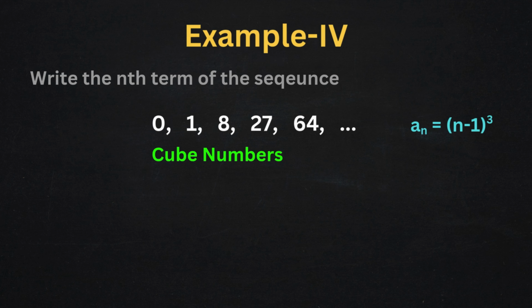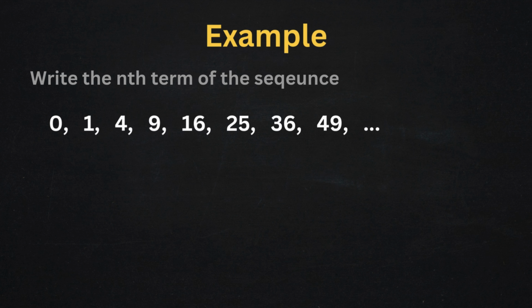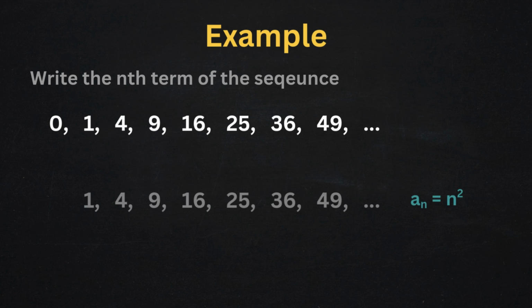It started from 0 instead of 1. So n was replaced with n minus 1, giving the formula for the nth term as (n minus 1) whole cubed. Now this sequence belongs to square numbers. If they were original square numbers, the formula would have been n squared. But since they're starting from 0, it's a backward shift. Therefore, we replace n with n minus 1, and we get the answer (n minus 1) whole squared.